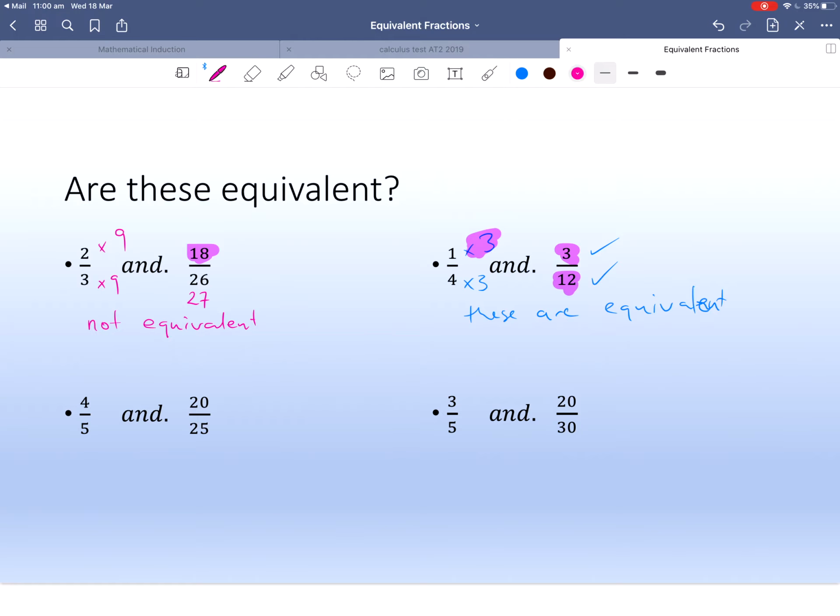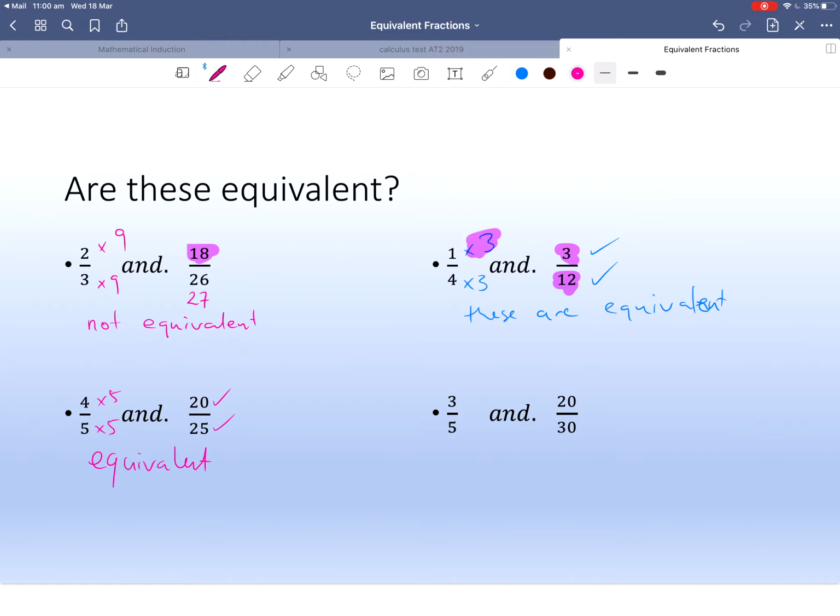So I'm going to run through the next ones a bit quickly. 4 times what equals 20? So that means I have to times 5 to the bottom. 5 times 5 is 25. 4 times 5 is 20. So equivalent. Woohoo! So we're winning here.